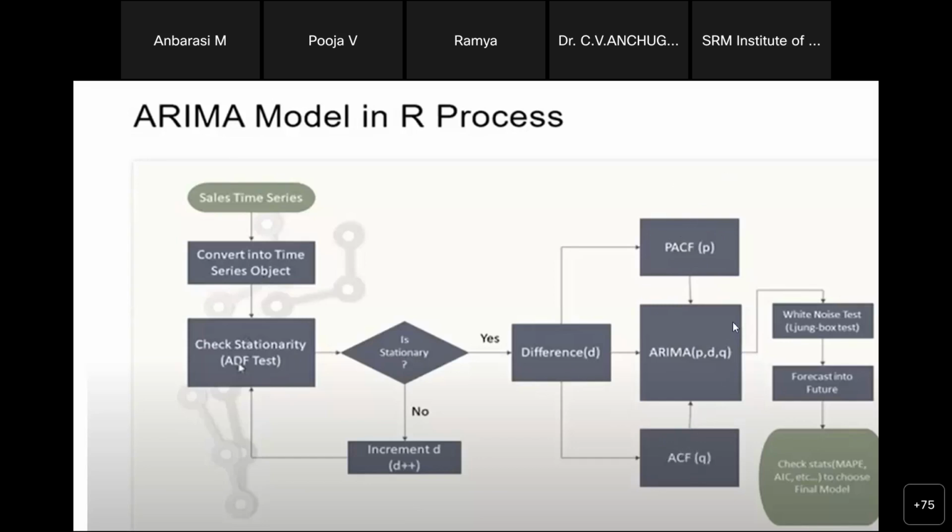All these three parameters we have to pass to the ARIMA model, and then we have to perform the Ljung-Box test. In that test, we will check whether the time series contains autocorrelation or not. And then after that we have to forecast into the future. We'll try to predict with the model, and then we will check whether the prediction is correct or not, based on some accuracy measures.